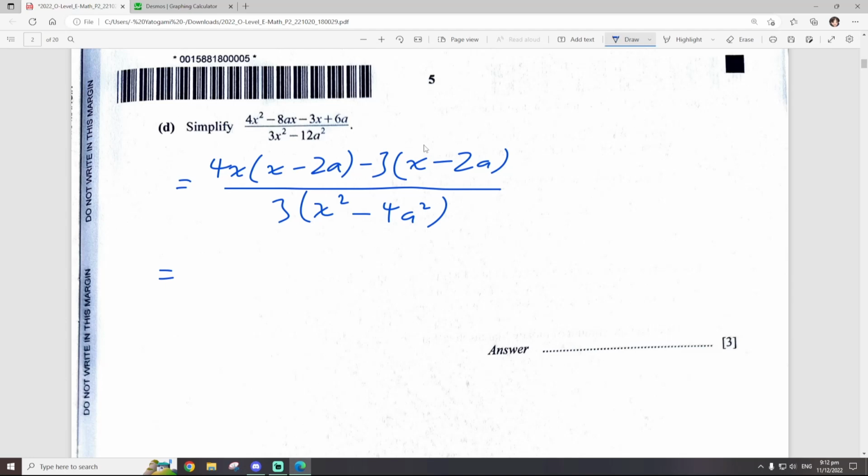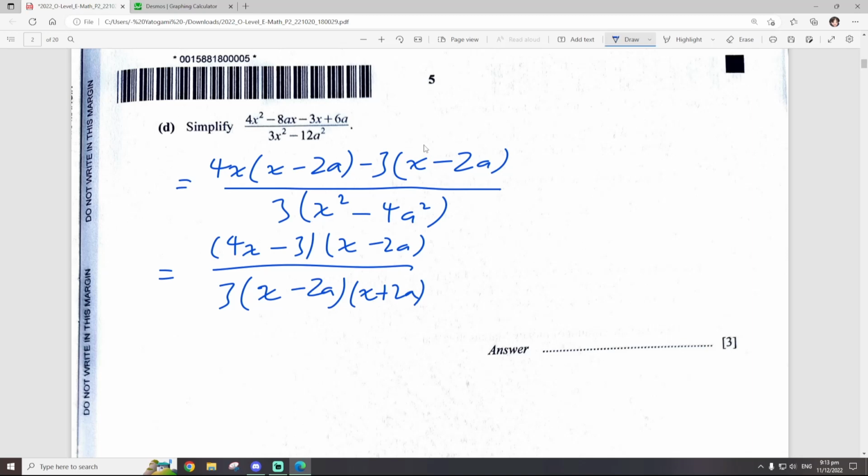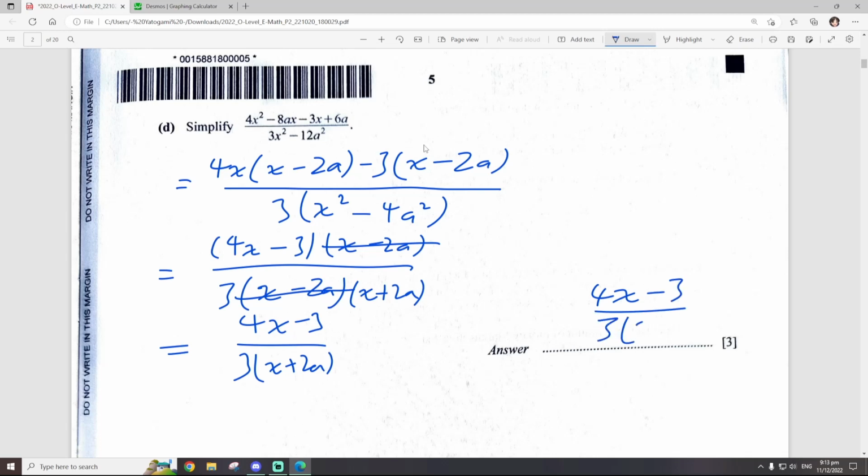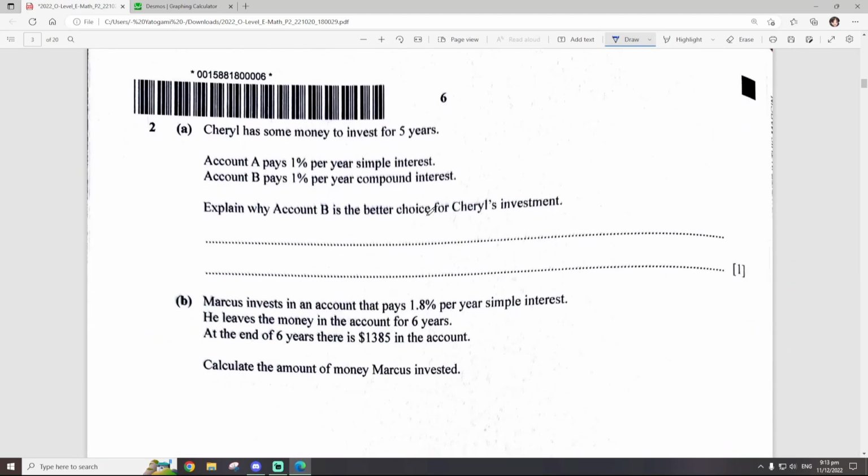So what do we get now? I can factor this, 4x minus 3, x minus 2a, divide by 3. I can factor this using the difference of 2 squares. So I'll get x minus 2a times x plus 2a. And you'll notice that this and that cancel. So you'll get 4x minus 3 divided by 3 times x plus 2a. And that's it. You can expand the denominator if you want. You don't have to. Okay, so algebraic manipulation. Hopefully most of you didn't have an issue with the very first question.